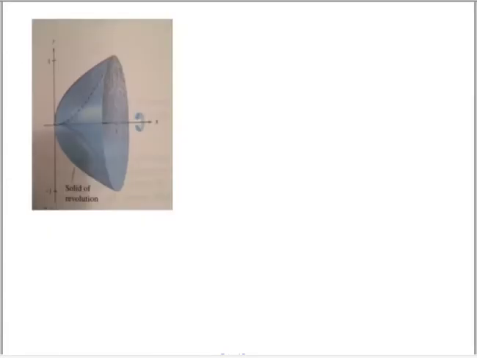And then this is an image of what that object would look like if you were to rotate it around the x-axis. It looks like a bowl.